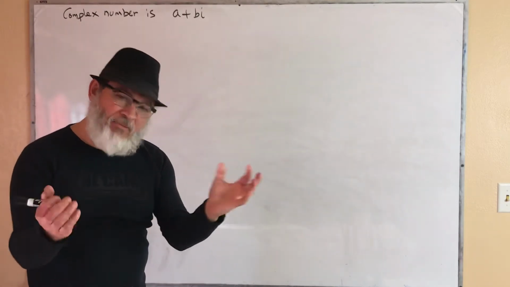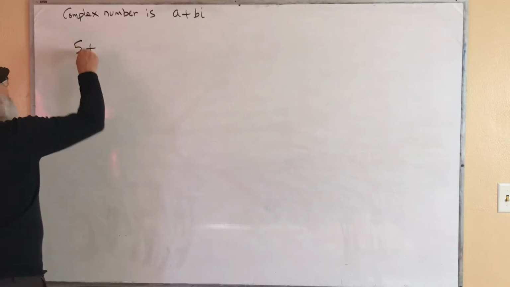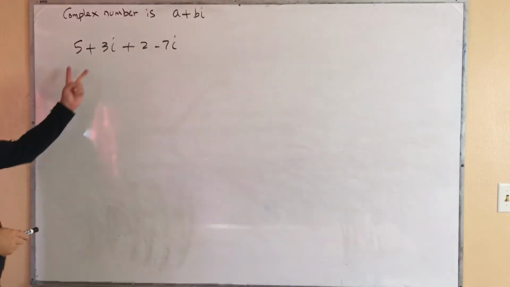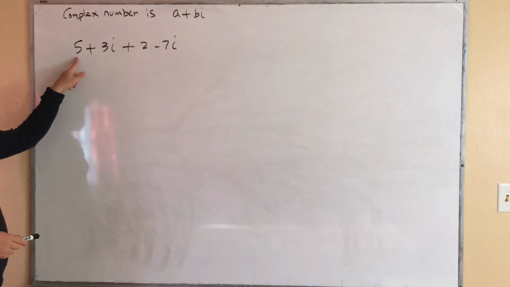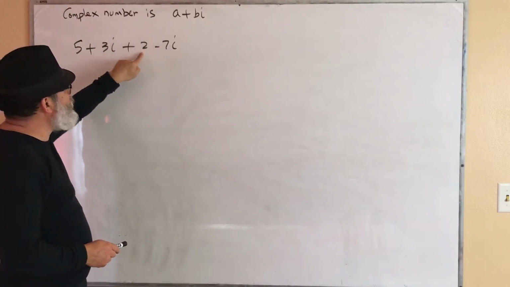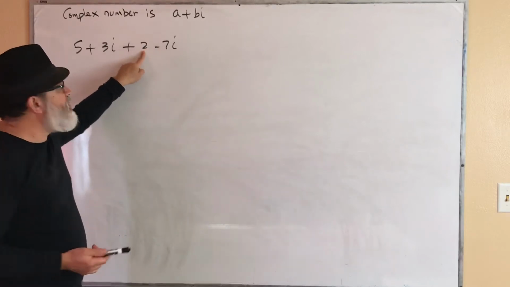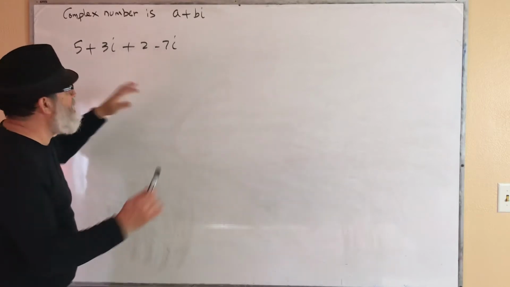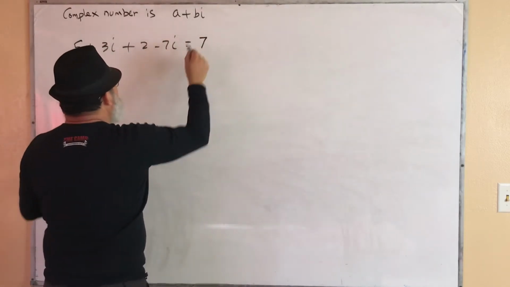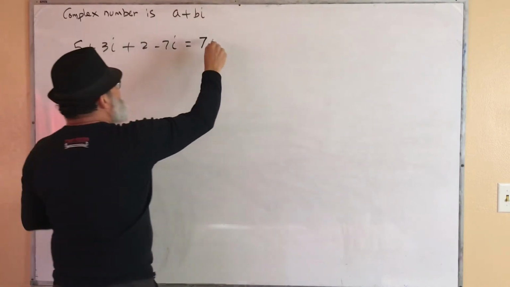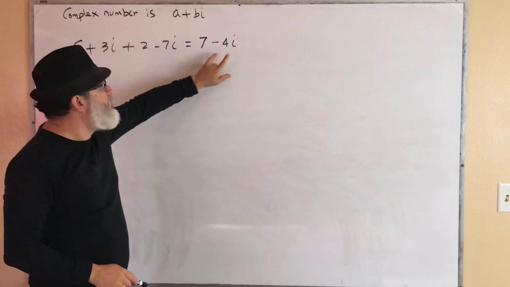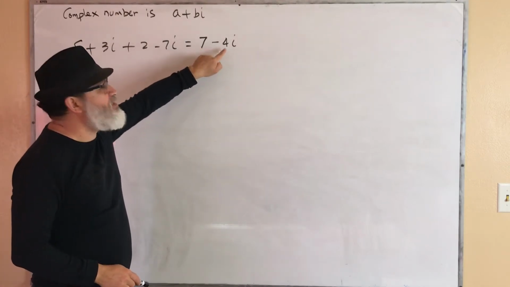Now I'm going to take two complex numbers and I'm going to add them. So (5 + 3i) + (2 - 7i). Here we have the first complex number, 5 + 3i. 5 is the real part, 3 is the imaginary part. Added to, to what? To 2 - 7i. 2 is the real part. Negative 7 is the imaginary part. Let's combine like terms. So this becomes 5 + 2, 7. 3i - 7i is -4i. Okay? So when you add two complex numbers, look what we got. We got a complex number. The real part is 7, the imaginary part is negative 4.